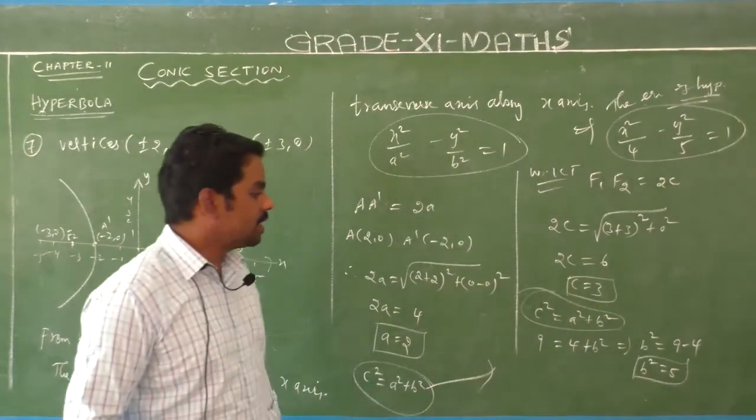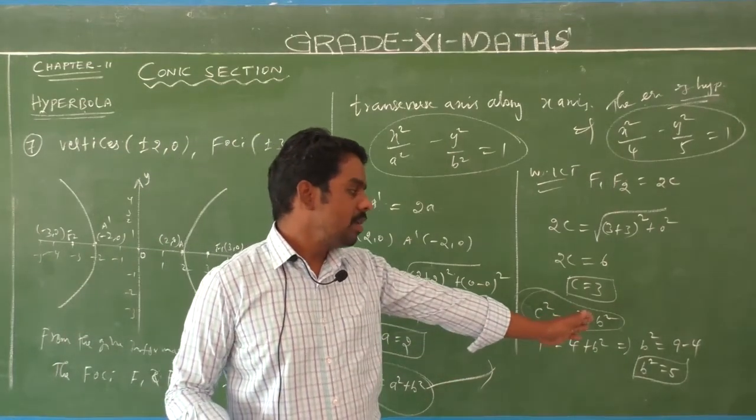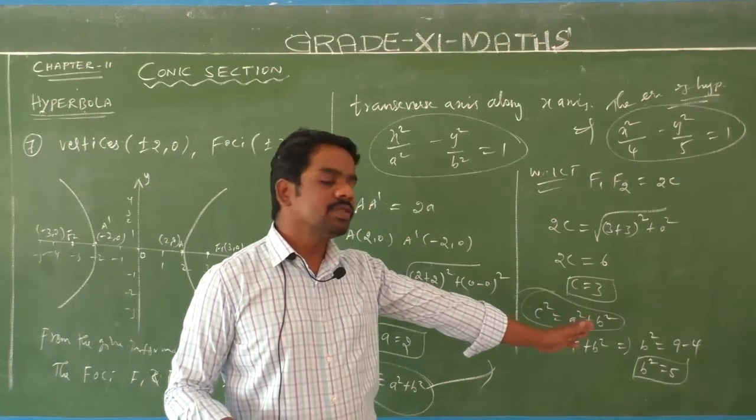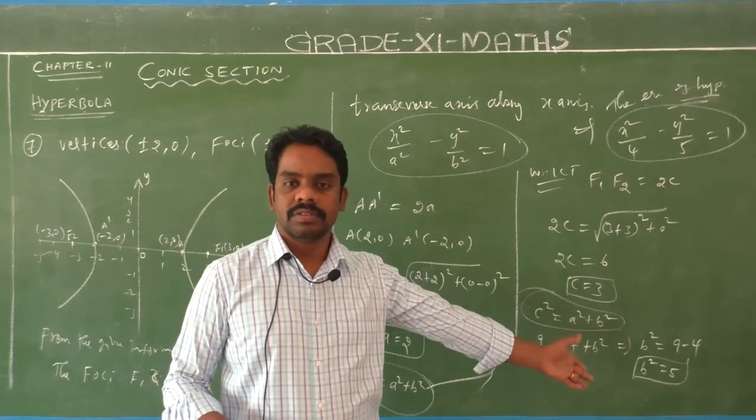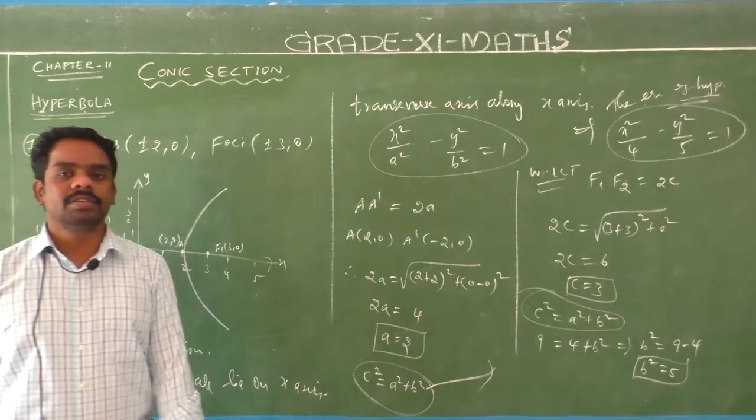So b squared is equal to c squared minus a squared. That is b squared equal to c squared value 9 minus 4. So b squared is 5. Therefore the required equation of the hyperbola is x squared by 4 minus y squared by 5 equal to 1.